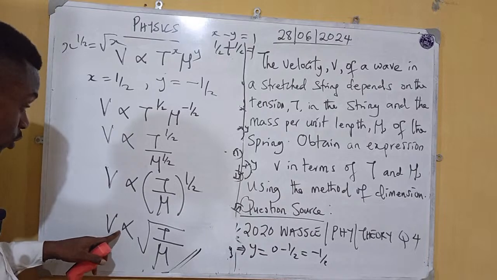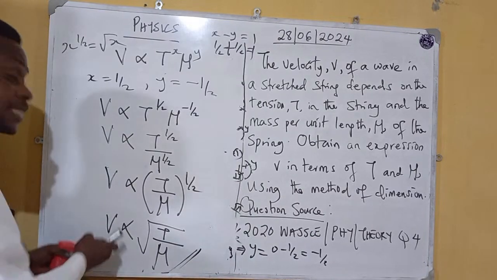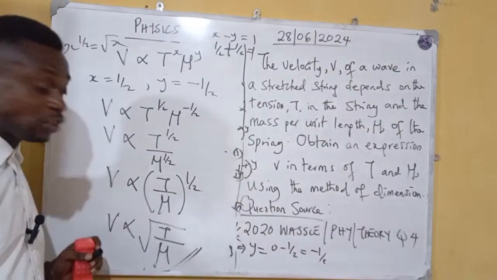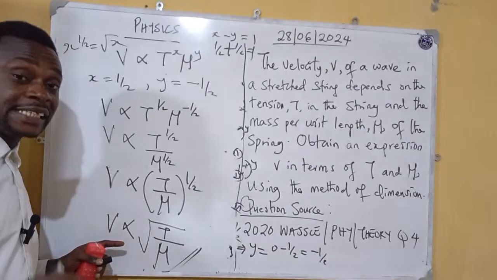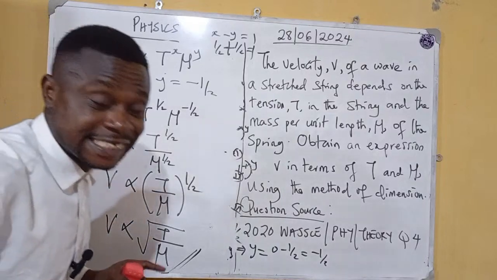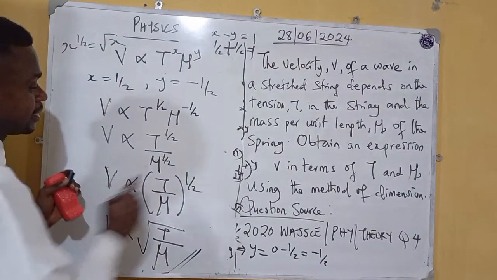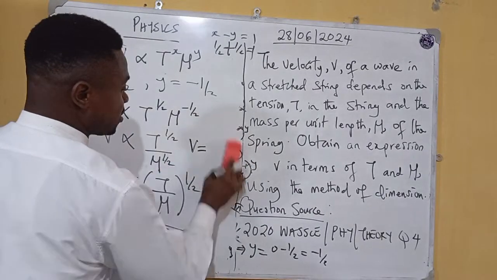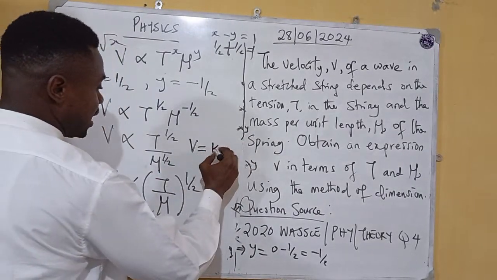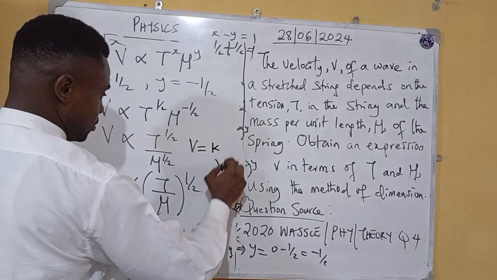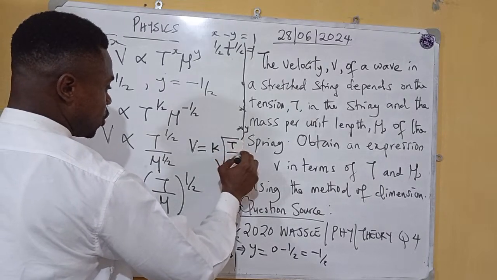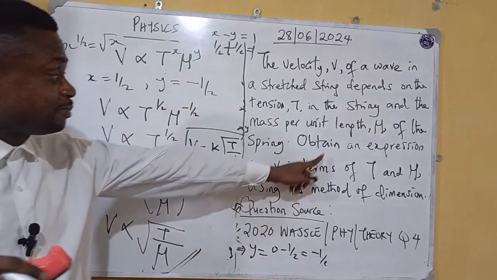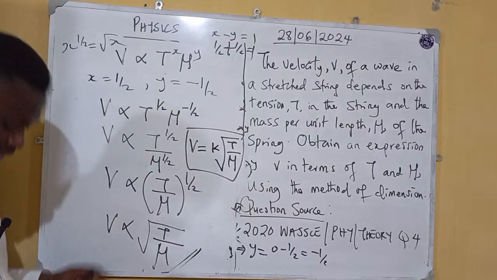If you want to get an equation from this, the sign of proportionality will disappear. If you want to get an equation from here now, the sign of proportionality will do what? Disappear. You now have something like this. The velocity is equal to what? K square root of tension over what? Mu. This is an equation. But the question said expression. So that's why I want to leave it like this.